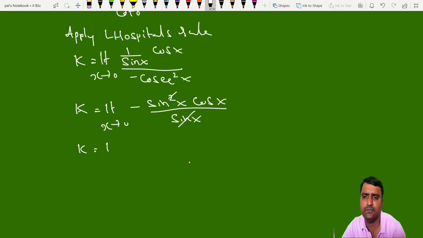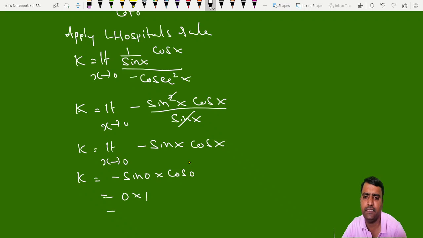So k is equal to the limit as x tends to 0 of minus sin x into cos x. Apply the limit, k is equal to minus sin 0 into cos 0. Cos 0 is 1, but sin 0 is 0. 0 into 1 is equal to 0. So the limit value k is equal to 0.